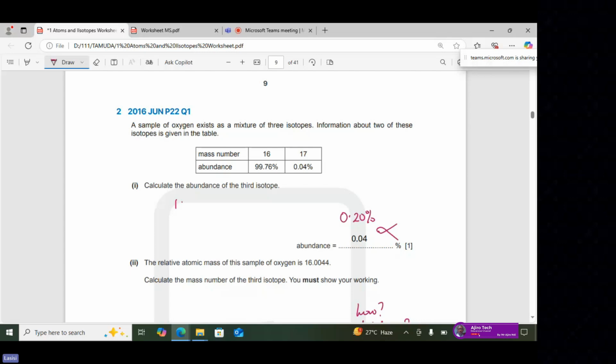It's not supposed to be 100 minus 99.76 plus 0.0. Oh, that's 100 minus 99.80. Am I right? Mm-hmm, 0.20. Why did you get 0.0 for that? Oh, that's a miscalculation. My mistake.